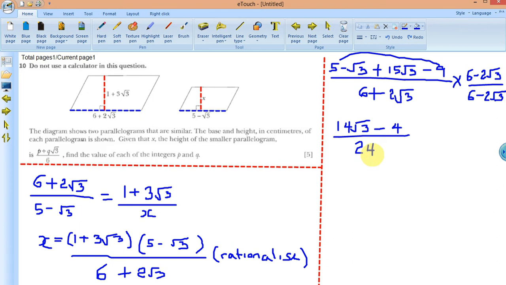Okay guys, now what we have to do here is, this one here I'm not through. Sorry about that. So when you work with this, you have 14 root 3 minus 4, into 6 minus 2 root 3. So I need to go ahead and open this one up now. Sorry about that. So I can bring my 24 midway.